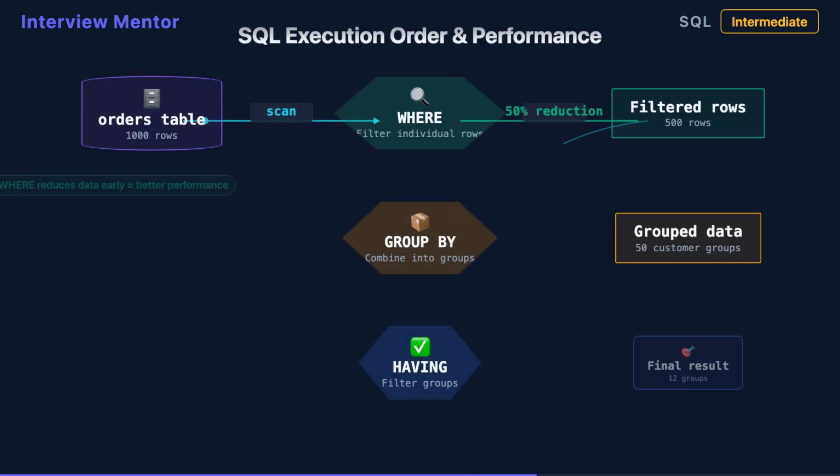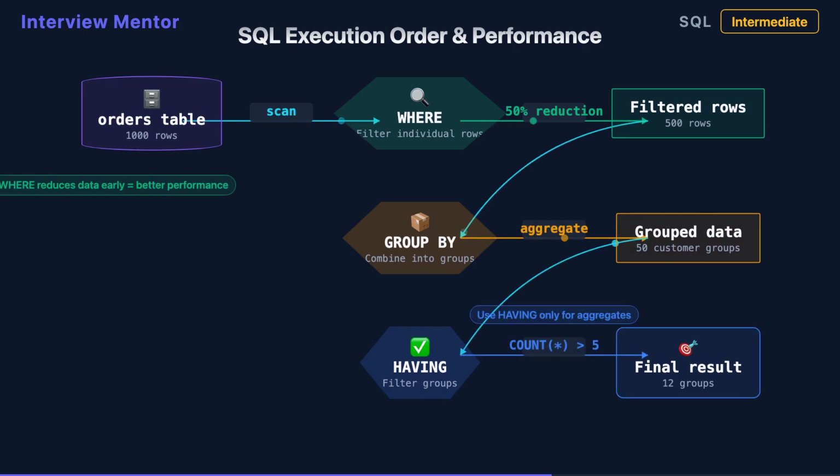Understanding execution order helps clarify this. SQL processes WHERE first, filtering rows. Then it runs GROUP BY to create groups. Finally, HAVING filters those groups.